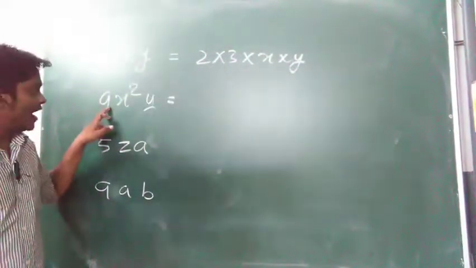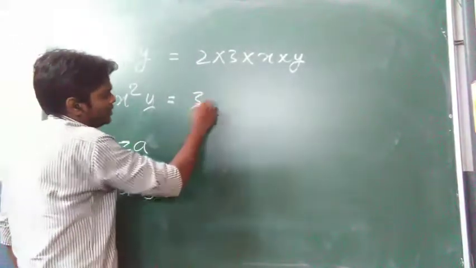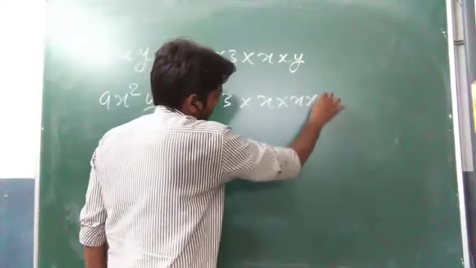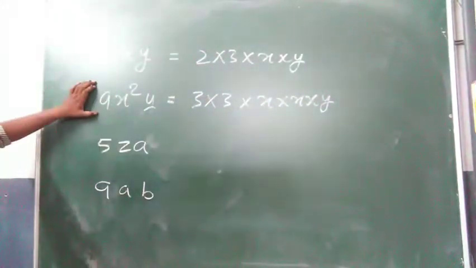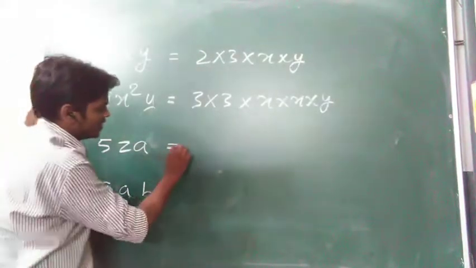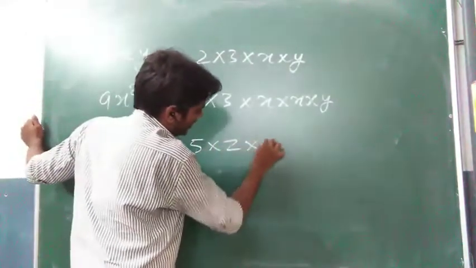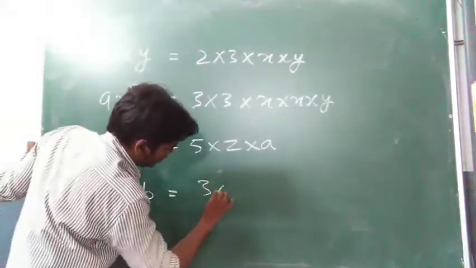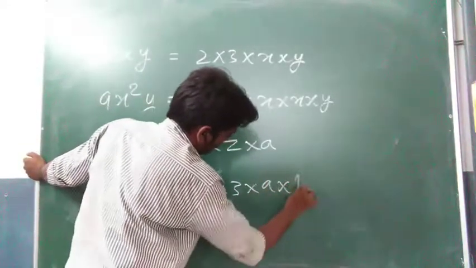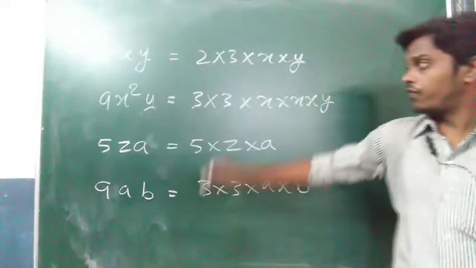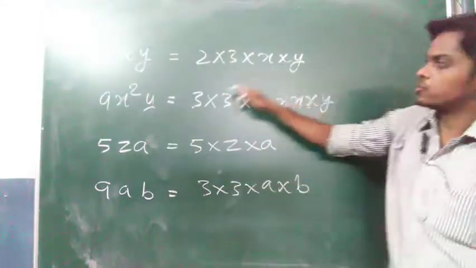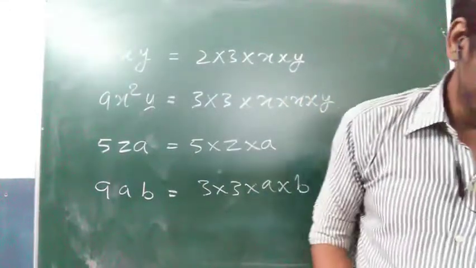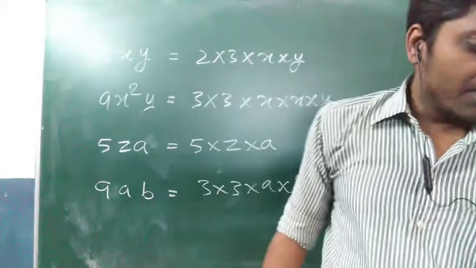Now the second one, 9x square y. 9 can be broken into 3 into 3, x square broken into x into x, and after that y. These are the factors of 9x square y. After that 5z, 5 multiplied by z. These are the factors of 5z. And now 9a: 9 will be 3 into 3, after that a. Okay, so these are the factors of all these. Now we will see the coefficient, and after that we will see the exercise.